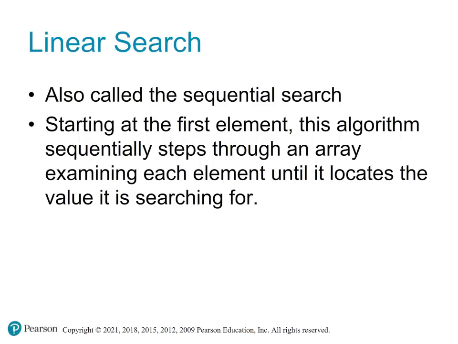Linear search is also commonly referred to as a sequential search. The algorithm starts at the first element of the array and examines each item one by one in sequence until it either finds the target value or exhausts the entire list. It is a straightforward approach, but may not be the most efficient for large or sorted datasets, as we will contrast with binary search later on.